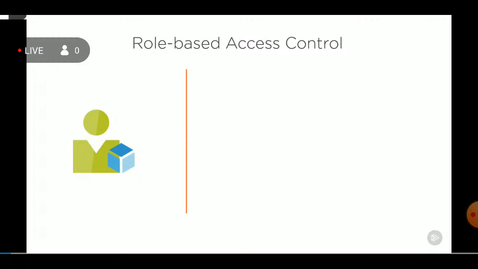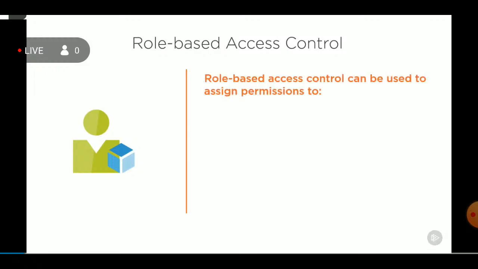Restricting access based on the need to know and least privileged security principles is how we approach security as an administrator. In Azure, we can leverage role-based access control to help in this approach. You can use role-based access control to assign permissions to users, groups, and applications at a certain scope.